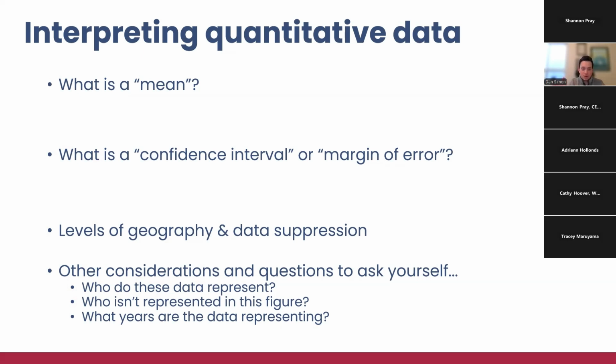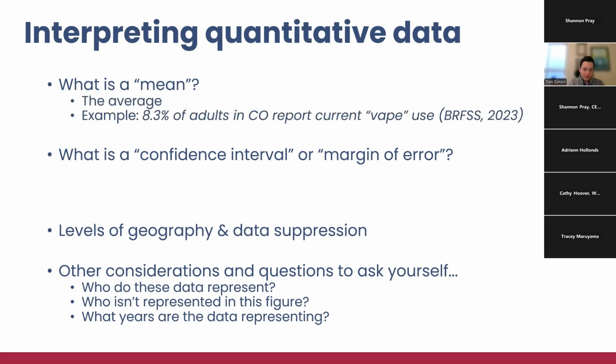Okay, so on any given data dashboard, you're going to find what we call statistical means or a mean, and then often confidence intervals around those means. A mean is just the fancy word for average. It's the sum of all scores divided by the number of the scores. So in the most recent version of BRFSS 2023, we have the estimate 8.3% of adults in Colorado report current vape use. That 8.3% is what we can think of as the mean.